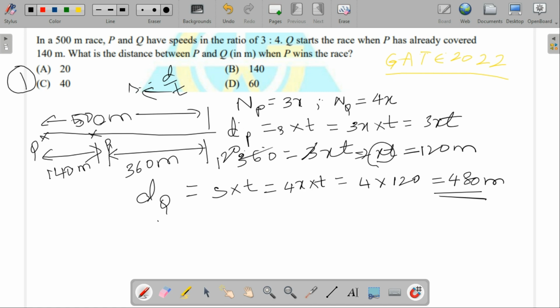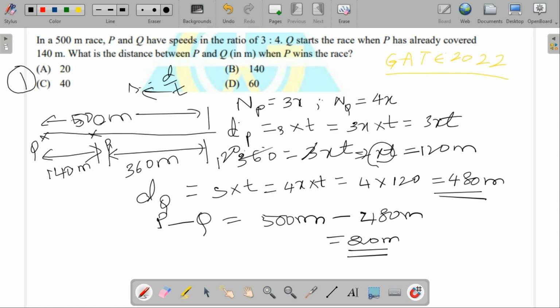So if you want to find the difference in the distance, we can subtract P minus Q distances. So P's distance is 500 meters. I mean he has already reached the 500 meters, and Q has reached 480 meters. So if we subtract both of them, we'll get 20 meters as the answer. So we can see the 20 meters in option A. So that's the reason we can choose option A, which is 20 meters. So this is the answer for this question.